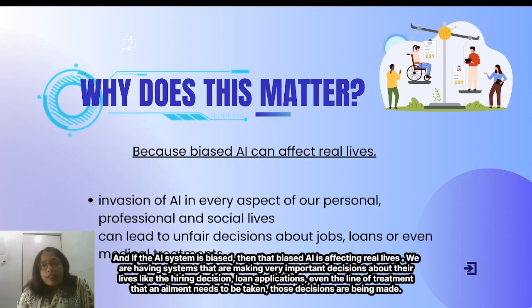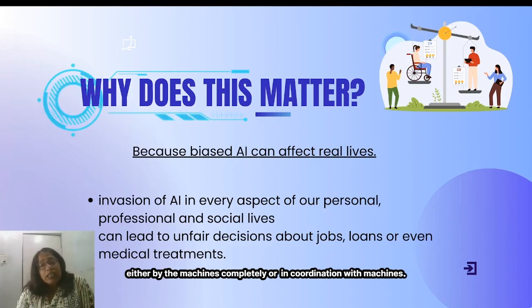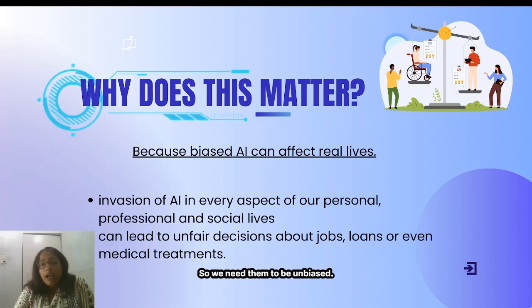We are having systems that are making very important decisions about their lives, like the hiring decision, loan applications, even the line of treatment that an ailment needs to be taken. Those decisions are being made either by the machines completely or in coordination with machines. So we need them to be unbiased.